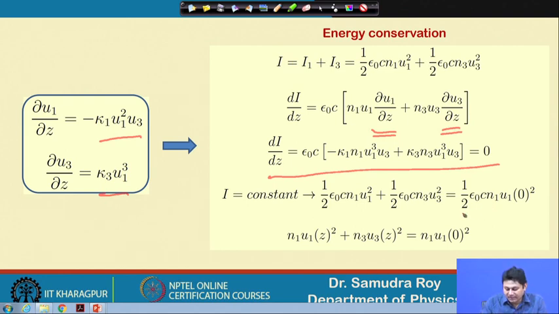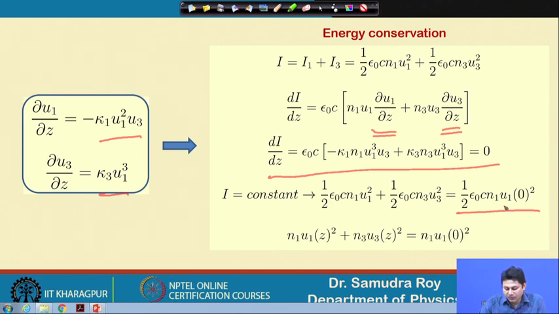So, this quantity is the intensity at input, and you can see that this quantity only has u1 square, and the 0 suggests that it is at z equal to 0. Why is only one term here? Because there was no third harmonic wave at z equal to 0. So, that is why we have only one term.